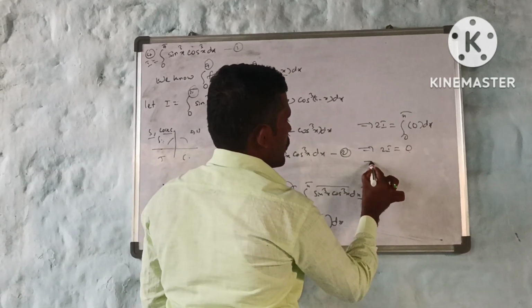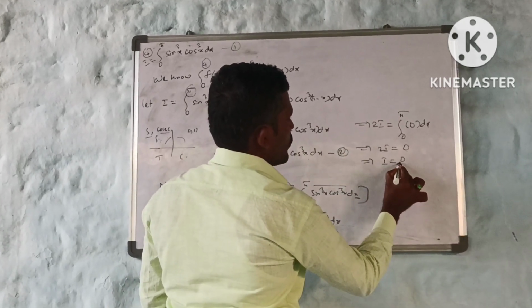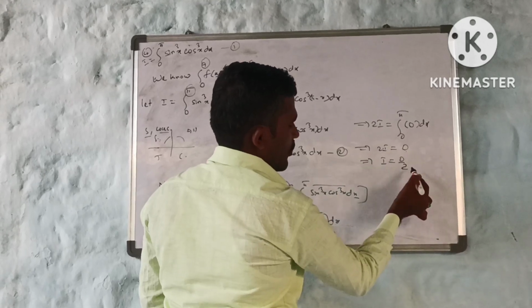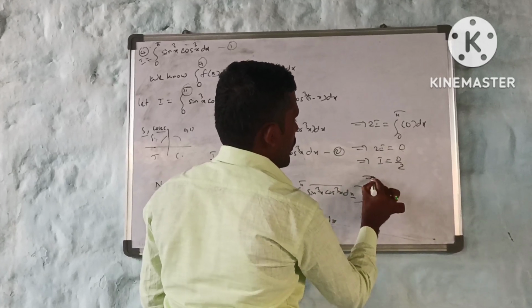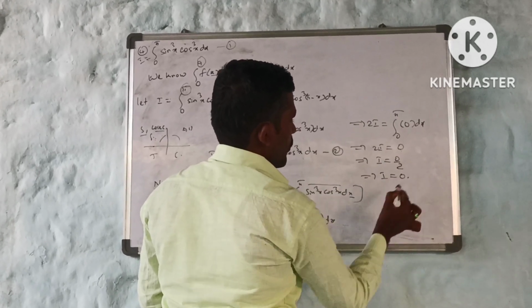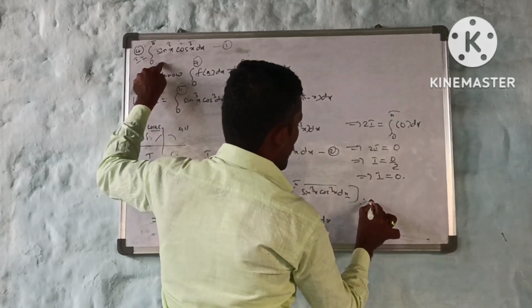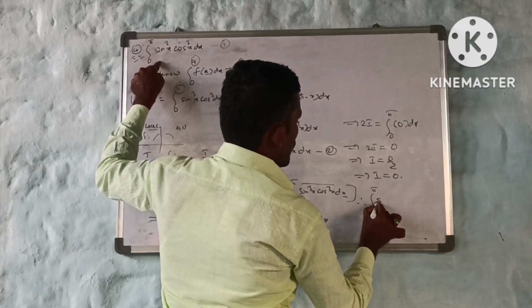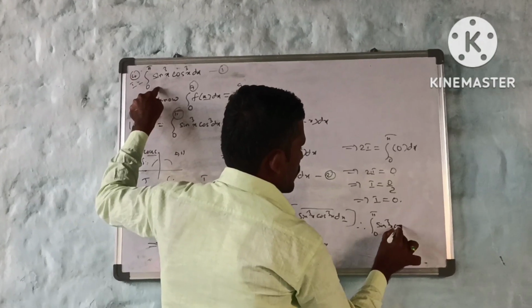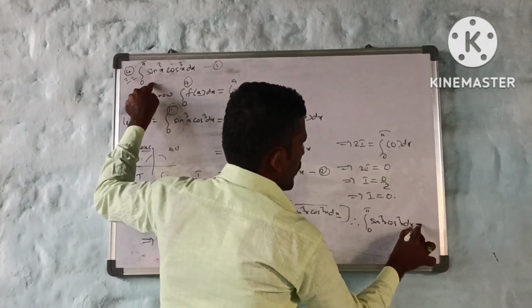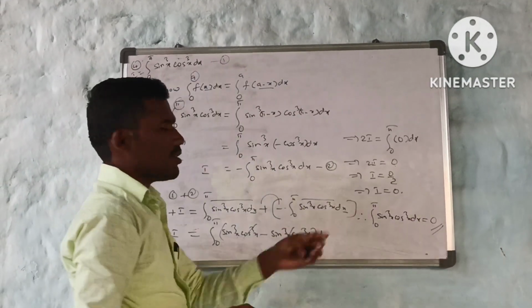Therefore 2I equals 0. So I equals 0 by 2. When I take the multiplication to the right side, we get it as the denominator. So 0 by 2 is 0. Therefore I, which is integral 0 to pi sin cube x cos cube x dx, is 0 only. So this integration is 0 only.